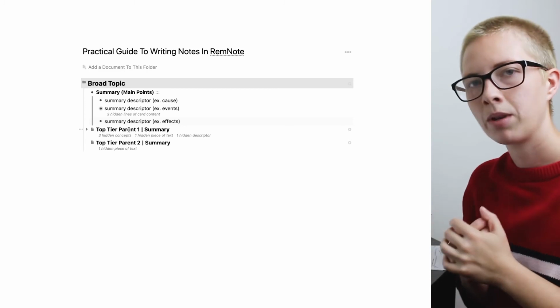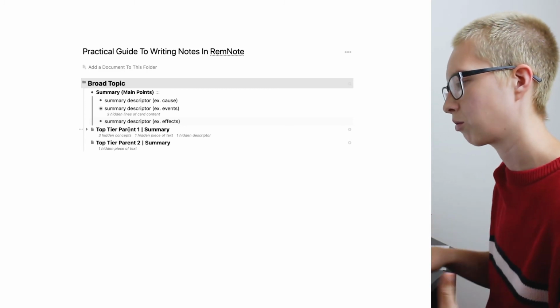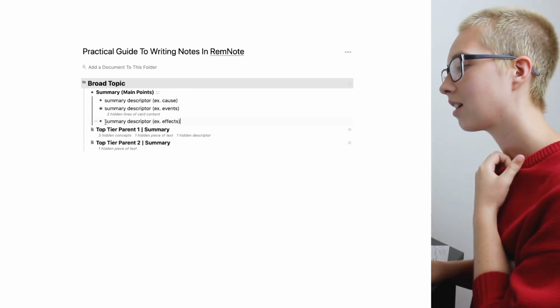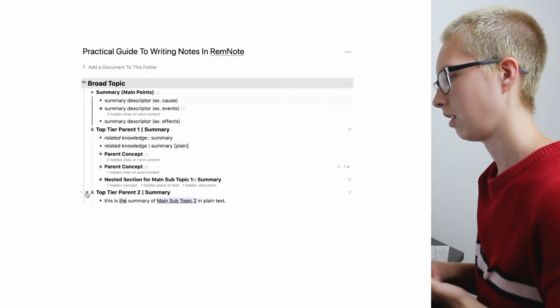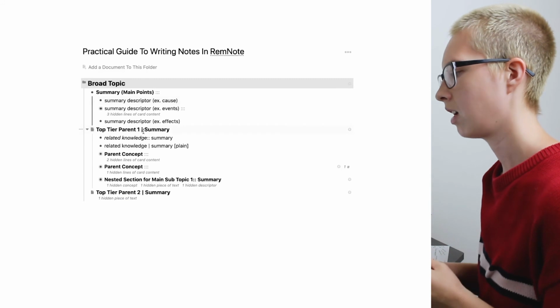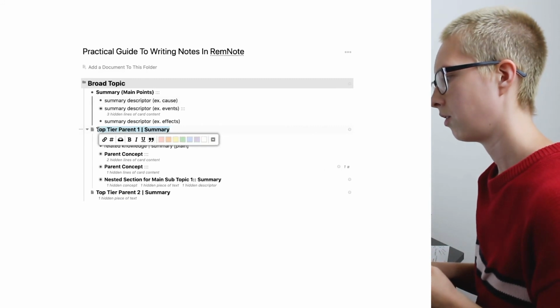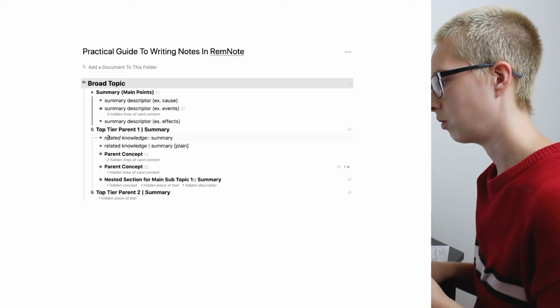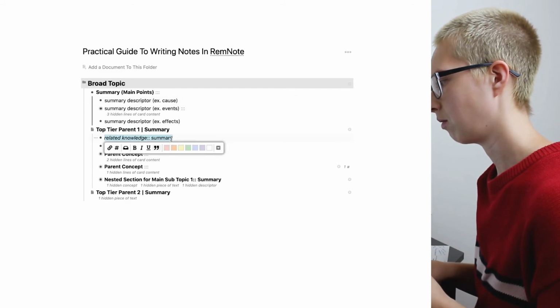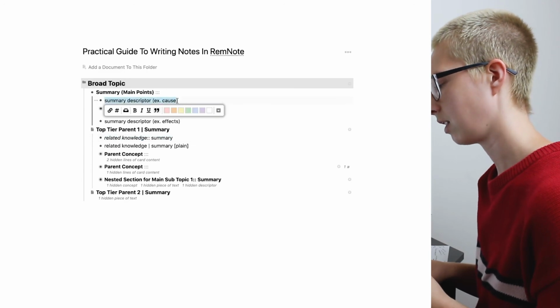Now, what I would do up here in this summary, since I already have a lot of notes written, is link this summary descriptor to some sort of note down here. So let's say this top tier parent concept is the cause of our broad topic. But more so, I want to relate this summary rem up here. So instead of writing this out, I might just link it to that rem.